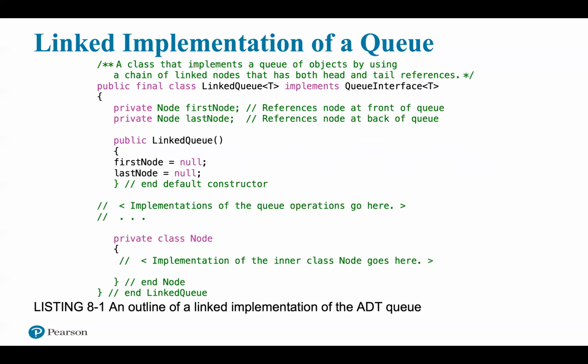So here is an outline of the class. The linked implementation of the queue has two data fields. The field firstNode references the chain's first node, which contains the queue's front entry, and lastNode references the chain's last node, which contains the entry at the back of the queue. Since both of these fields are null when the queue is empty, the default constructor sets them to null. And so we're seeing an outline of this class here. The class contains the private class Node, like the one we saw in chapter 3 of listing 3.4. We also used this class in chapter 6 for the implementation of the ADT stack.